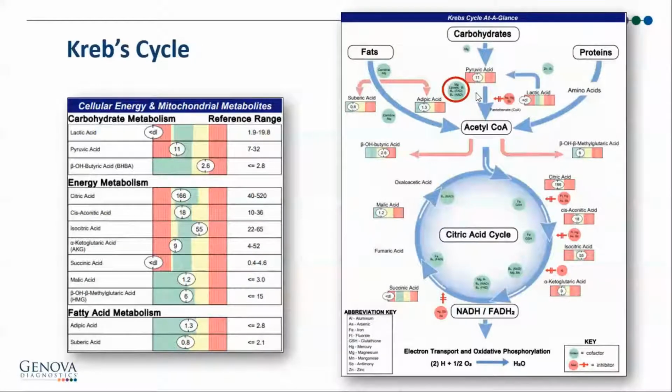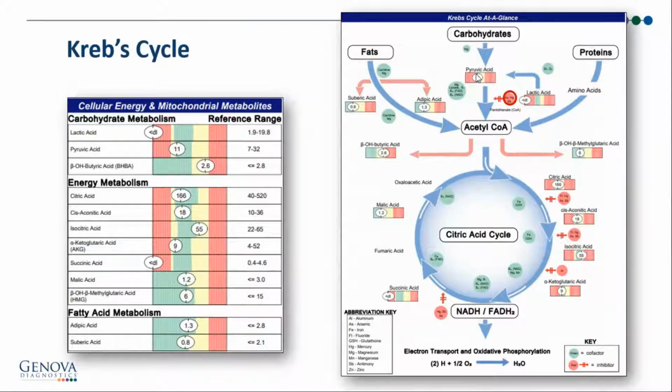And if pyruvic acid is very high, it would need these various cofactors, because without these cofactors, pyruvic acid can't convert to acetyl-CoA, and it may back that up. But another thing that can get in the way would be what's in the red circles. The red circles contain, in this case, arsenic, mercury, antimony, toxics that, when elevated, can create a blockage. So that's how we look at this chart to get a sense of what nutrient cofactors can balance this out.